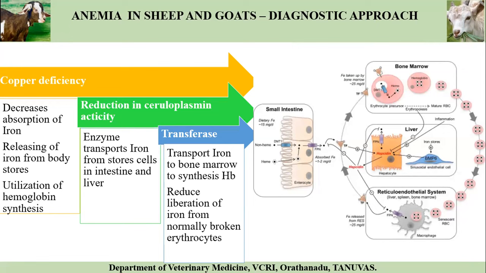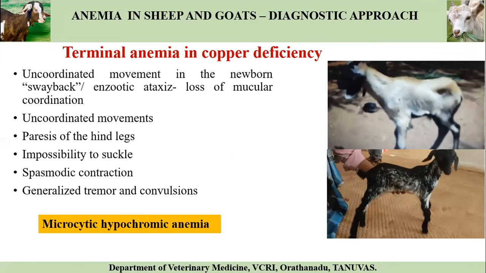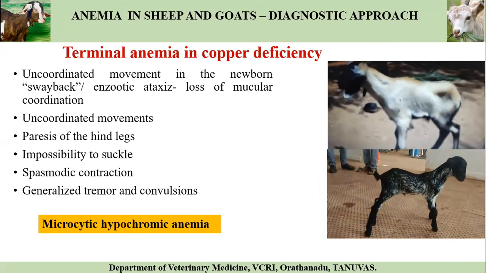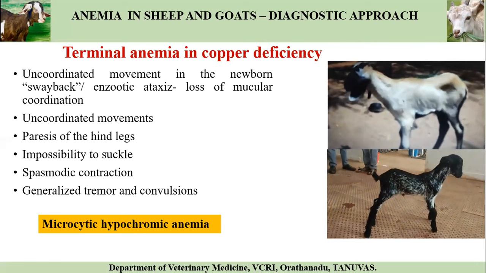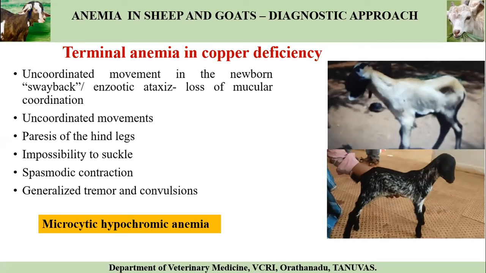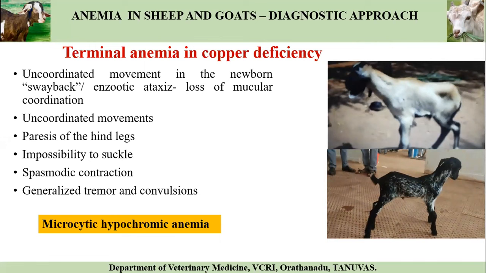The terminal anemia will happen in the copper deficiency. It usually has uncoordinated movement in the newborn, swayback, or enzootic ataxia, loss of muscular coordination. Then uncoordinated movements will be there, paresis of the hind limb, impossibility to circle in early stages, spasmodic contraction, generalized tremor, and convulsions used to be there. Iron deficiency anemia, because these minerals are interlinked, also causes the microcytic hypochromic anemia.